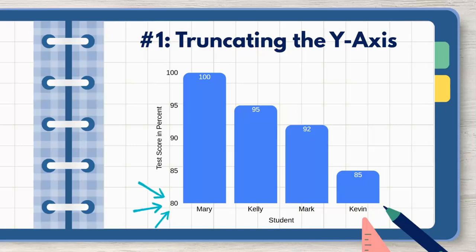In real-life situations, we might consider why I, the graph creator, have an interest in making Kevin look bad. Has he slighted me, or do I just really want to make Mary look good in comparison? To avoid being fooled by this tactic, make sure to check that the axes of bar and line graphs have a reasonable starting number. In most cases, that number will be 0.